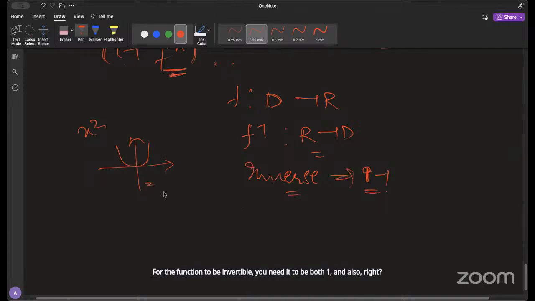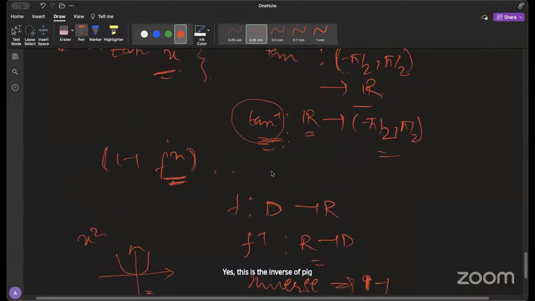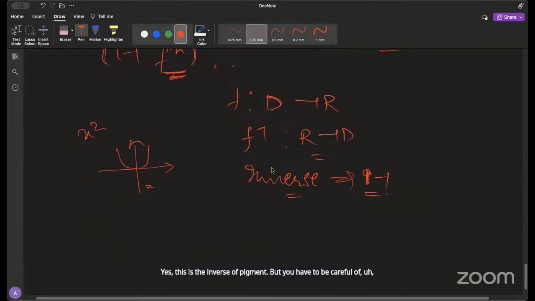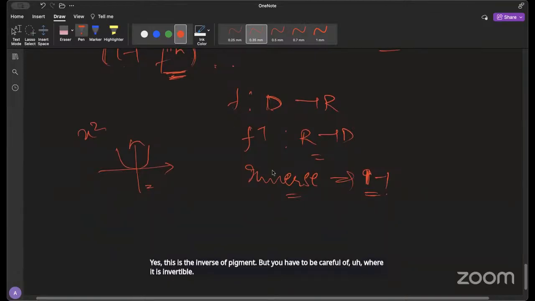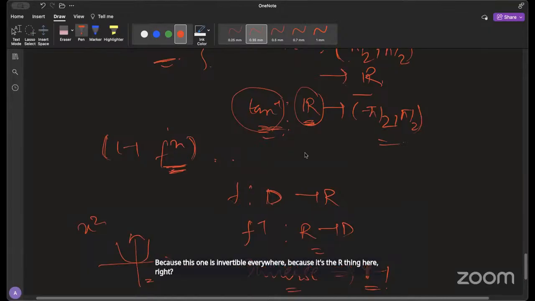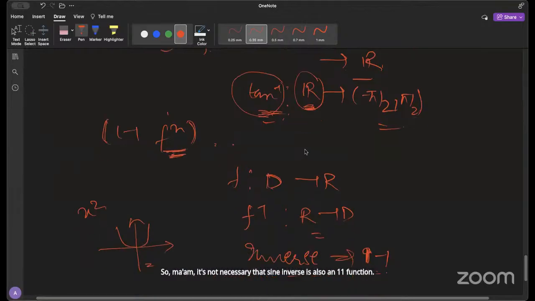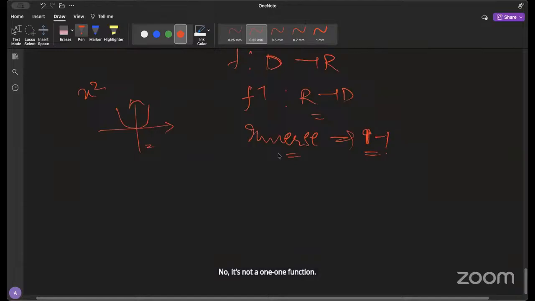Ma'am, this is the inverse of trigonometric functions. Yes, this is the inverse of trigonometry. But you have to be careful of where it is invertible, because this one is invertible everywhere since it's R here, right? Ma'am, it's not necessary that sine inverse is also a 1-1 function. No, it's not a 1-1 function. We'll come to that in a while.